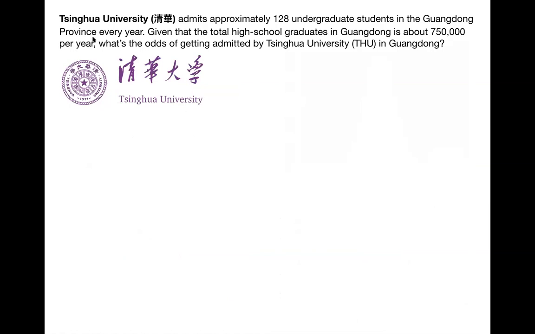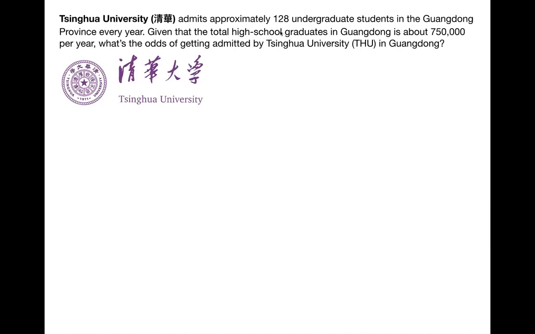Tsinghua University is one of the most famous universities in the Greater China area, and it's really difficult to get in, right? Let's take a look at how difficult it is. Tsinghua admits approximately 128 undergraduate students in Guangdong province every year. Given that the total number of high school graduates in Guangdong is about 750,000 per year, what are the odds of getting admitted to Tsinghua University in Guangdong?